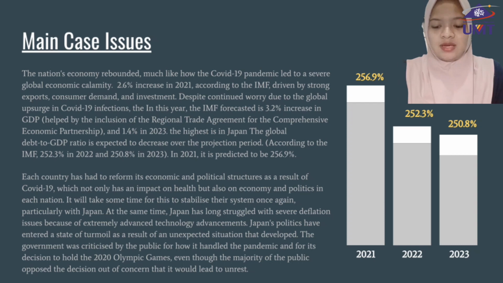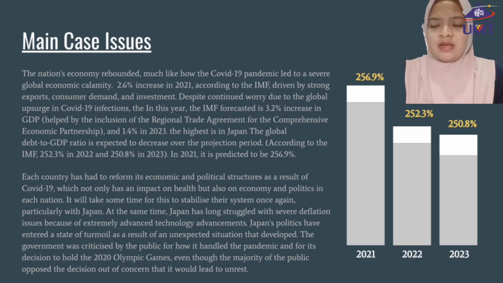Each country has had to reform its economy and political structure as a result of COVID-19, which has an impact not only on health but also on the economy and politics in each nation. It will take some time for this to stabilize their system once again, particularly with Japan.